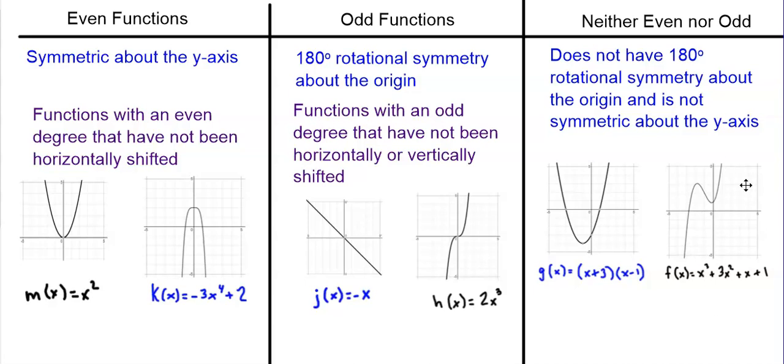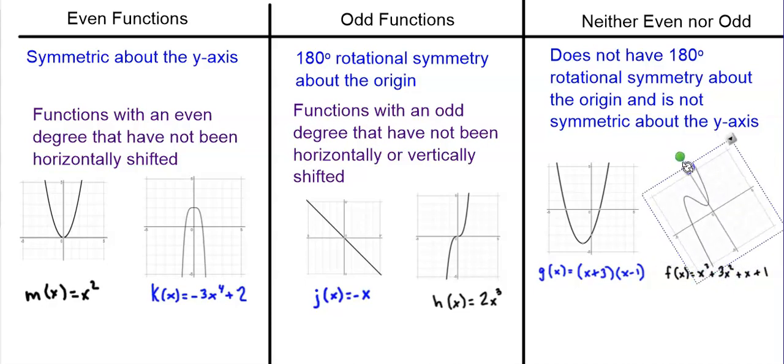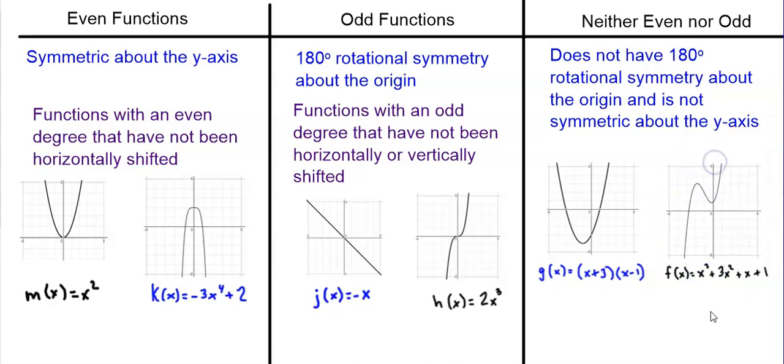So this other example of a function that's neither even nor odd does have the same end behavior as this cubic function right here, and it is a cubic function. However, it does not have 180 degree rotational symmetry. That looks different than this. So it is neither even nor odd.